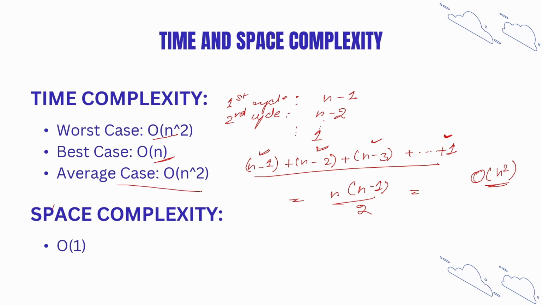Next is the average case. For the average case also the time complexity is big O of n square. For the average case, the array elements are randomly arranged, so about half the elements will need to be swapped. The number of comparisons stays about the same as the worst case, n square by 2, so the average complexity is big O of n square. And the space complexity is big O of 1, because bubble sort is in place, meaning it sorts the array without needing extra memory. Only a few variables are used for swapping.